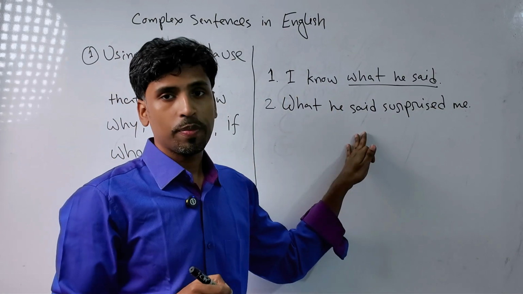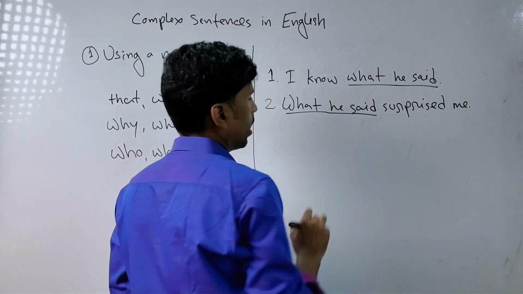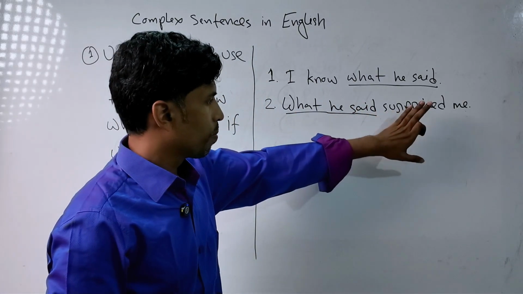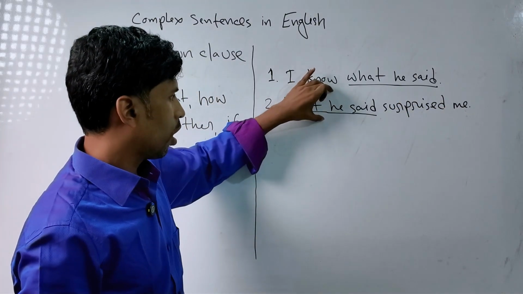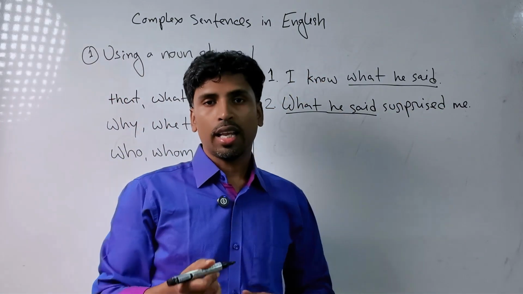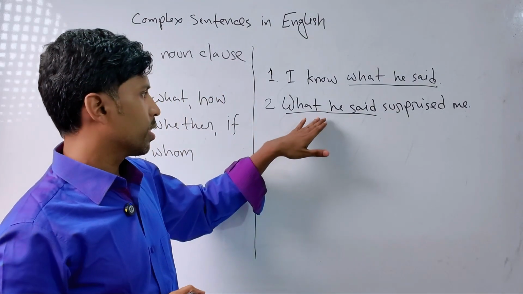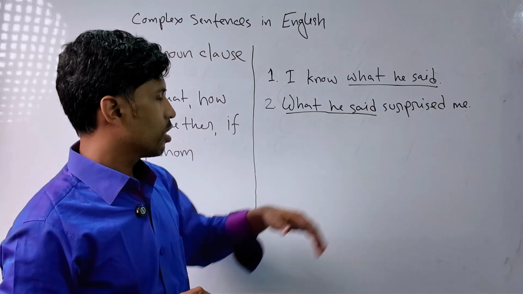What he said surprised me. What he said, this is a clause, and this is the verb and this is the object. So this clause is acting like what? It's acting like a subject. So that's why it's a noun clause. Okay. What he said surprised me.